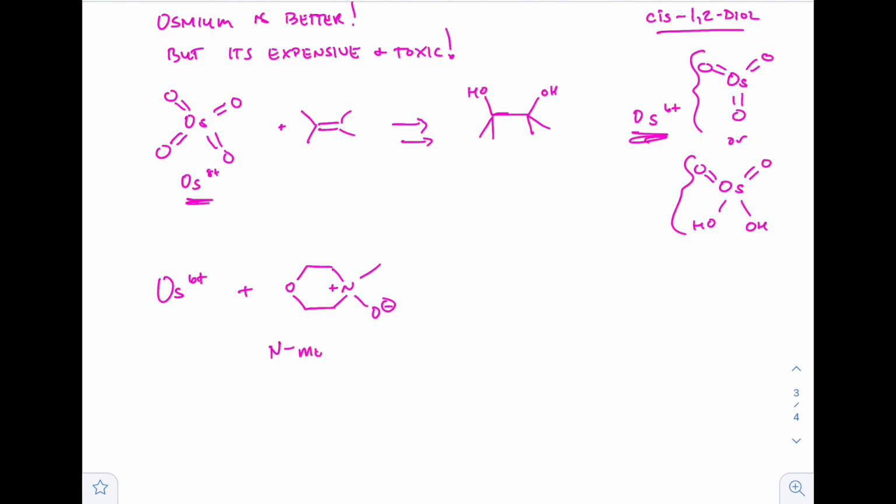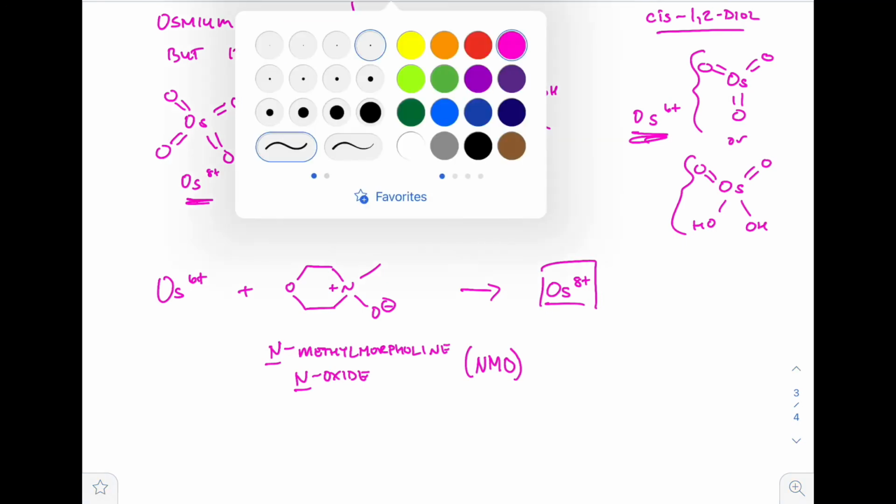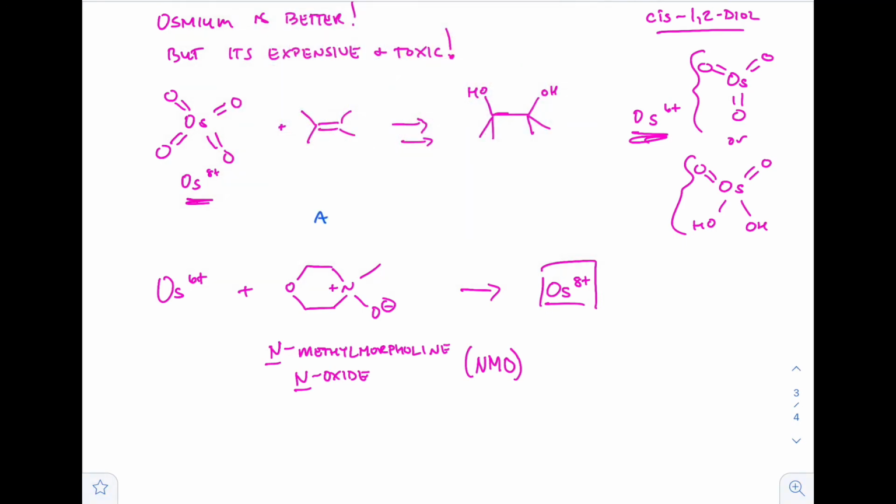You take your osmium 6 and then you add N-methylmorpholine N-oxide. I want you to make sure you can see the spelling for that. The N's refer directly to the nitrogen in the compound, and you can abbreviate this as NMO. So if you put that on your reaction arrow, you just put NMO. What happens is it oxidizes your osmium 6 plus to an osmium 8 plus, which is the reactive compound that does the oxidation of the alkene starting material to the alcohols.